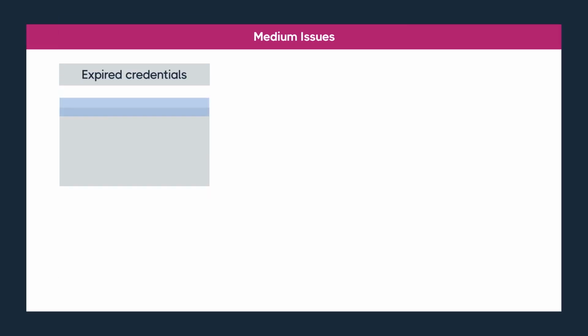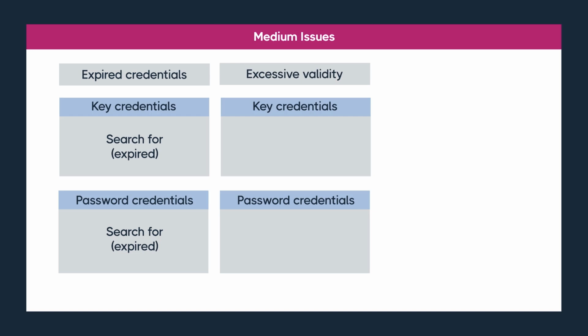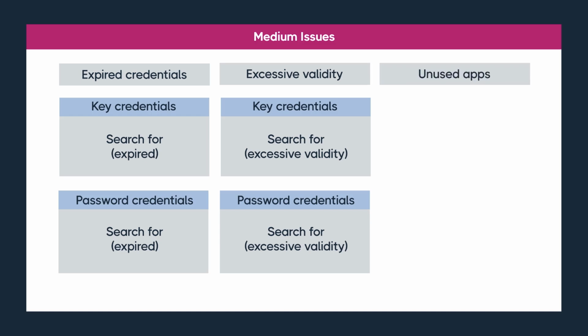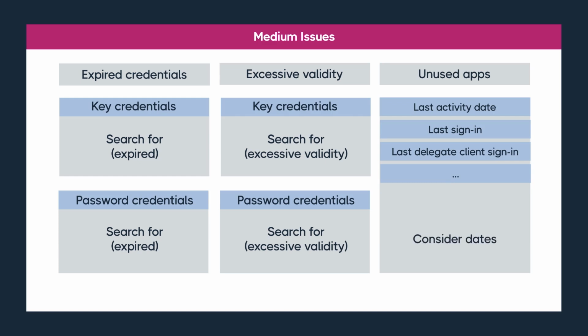To check for expired credentials, consider the columns, Key Credentials and Password Credentials, and search for expired in the cells. For excessive validity, refer to the same columns, but in this case, search for excessive validity. The validity period is set by default to 180 days. Finally, for unused apps, you can check the following columns: last activity date, last sign-in, last delegate client sign-in, and so on. Consider the dates to determine which of these exceed the set validity period. By default, it is 180 days.